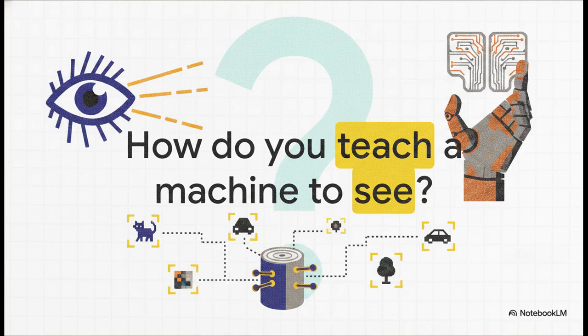Welcome to The Explainer. We're kicking things off today with a massive, mind-bending question. How do you teach a machine to see? I mean, for us, seeing is as natural as breathing, right? But for a computer, a picture is literally just a blank wall of nothingness. So how do we cross that gap?